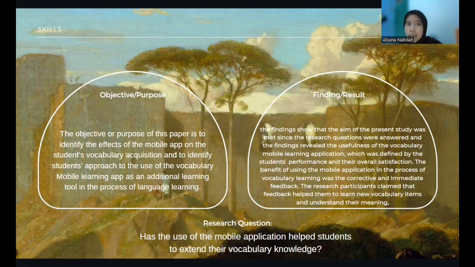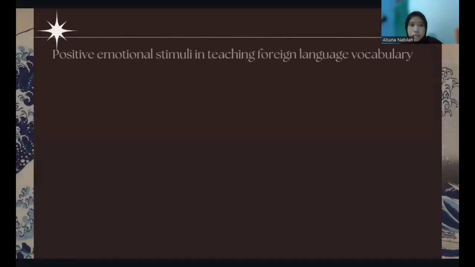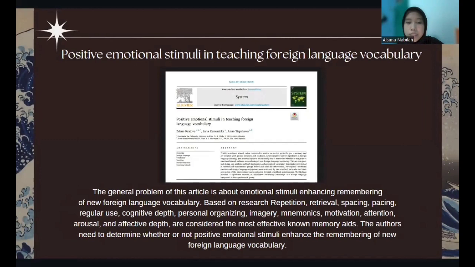So we move to the last article. It is about positive emotional stimuli in teaching foreign language vocabulary, written by Zidina Kralova, Jana Kamenika, and Anna Tipakova in 2020. The problem of this article is that emotional stimuli enhance remembering of new foreign language vocabulary. Based on research, repetition, spacing, regular use, cognitive depth, personal organizing, imagery mnemonics, motivation, attention, arousal, and affective thought are considered the most effective memory aids.